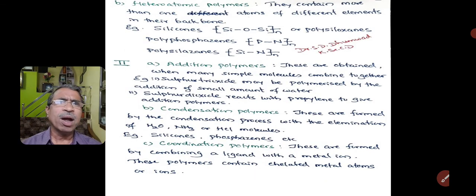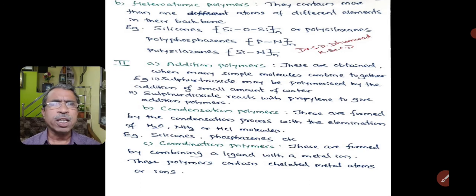Coming to the heteroatomic inorganic polymers, they contain atoms of more than one element in their backbone. Examples are silicones, which contain silicon and oxygen, polyphosphazenes, which contain phosphorus and nitrogen, and polysilazanes, which contain silicon and nitrogen in their backbones. This is one way of classification.